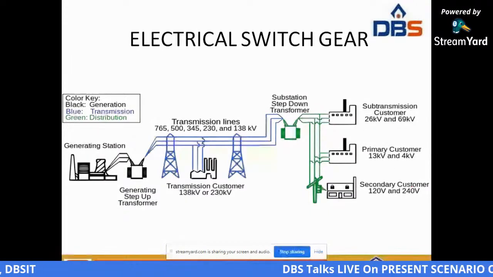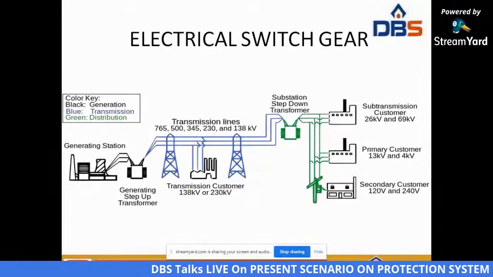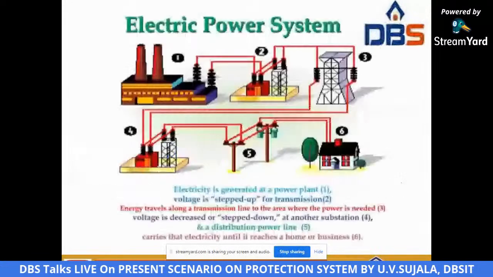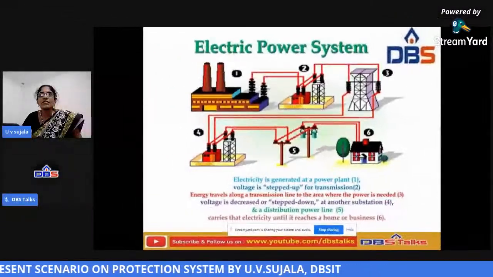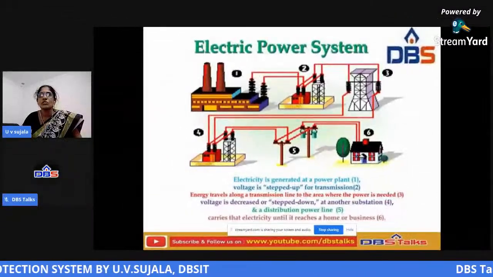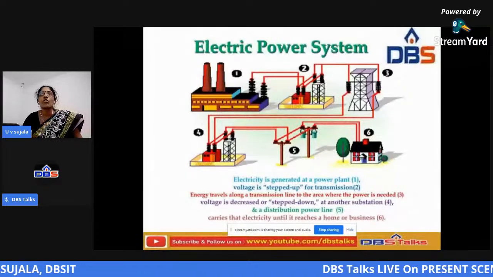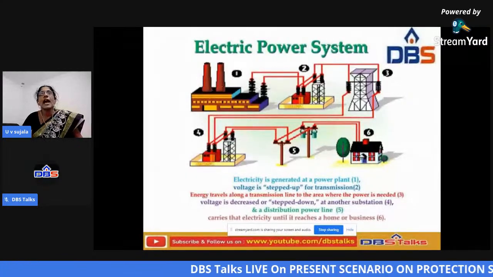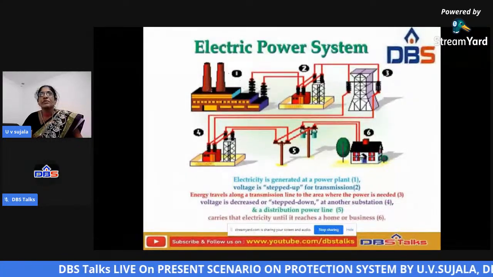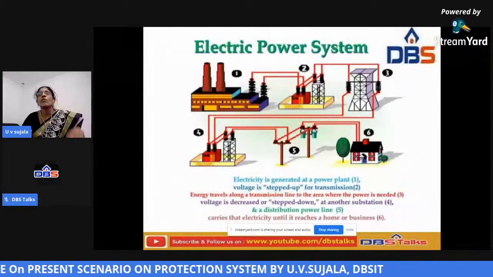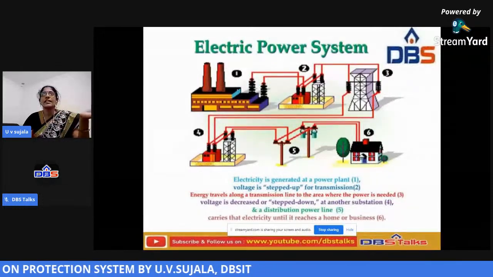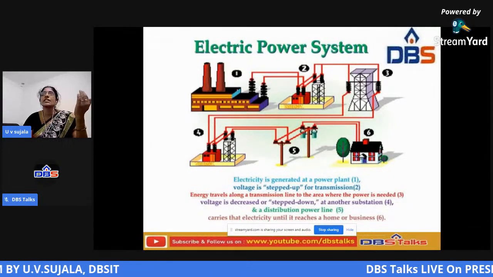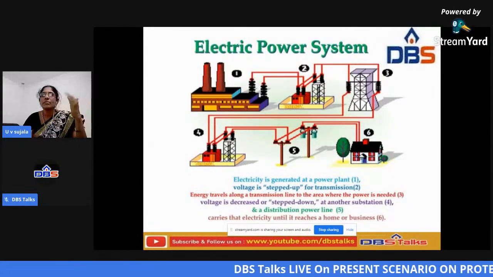Here it will go to the feeders, and the feeders to the secondary network. So like that, you have to observe the first point here: we have to generate electricity, whatever the power plants will be there. And then, as I already told, we have to first step up the voltage for transmission.